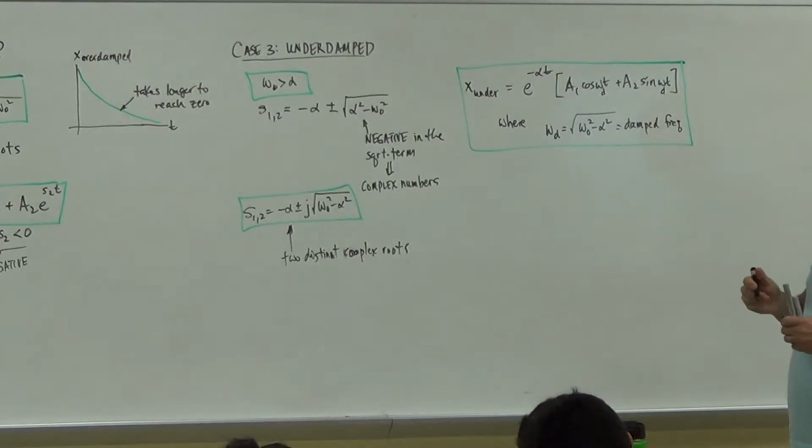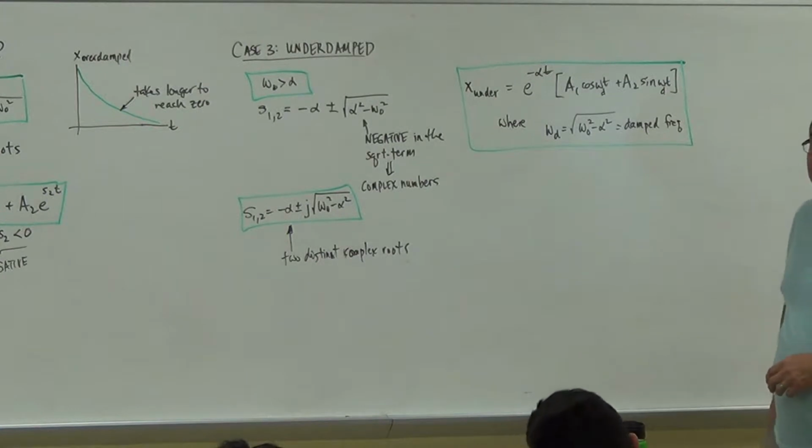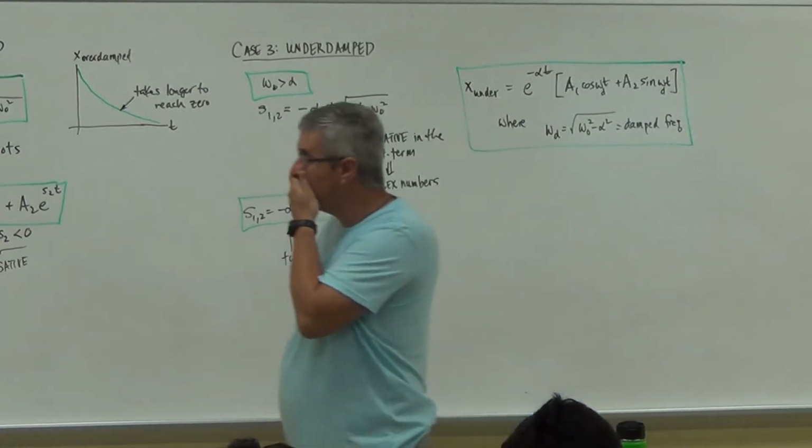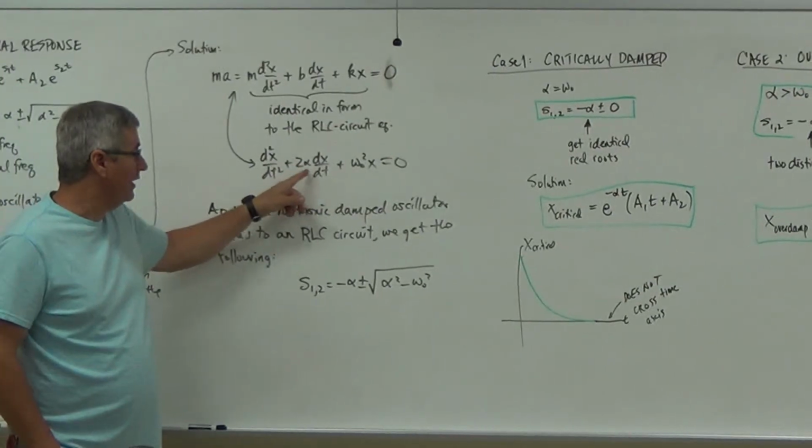So typically, when I get these damped scenarios, this is what we have to do. I look at this equation right here, and I look at 2 alpha, and I look at omega.